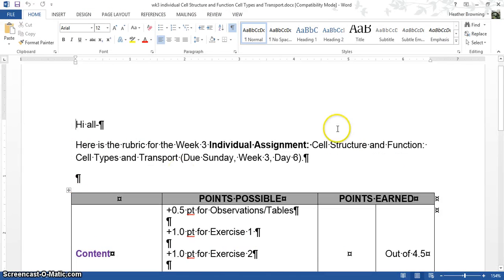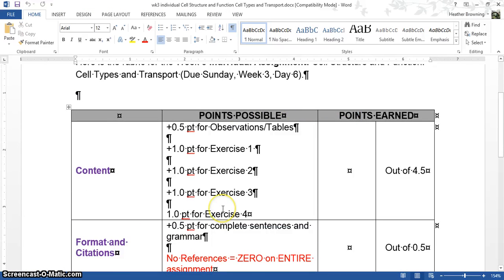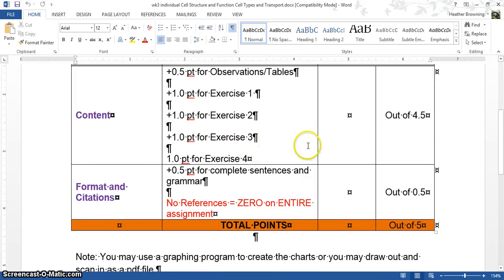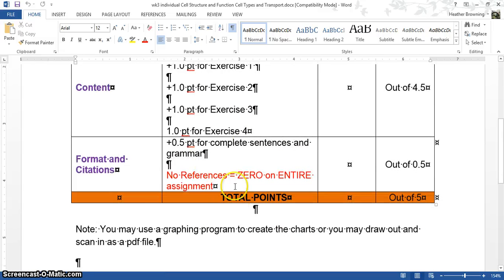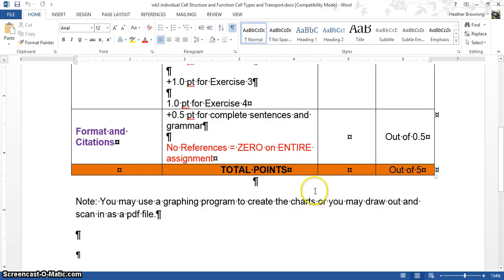So here's the rubric. Remember, it's due on Sunday. There are going to be 4 exercises, each worth a point, with the observation being half a point and half a point for complete sentences. This one, again, you need to have references. And again, it reminds you that you can draw stuff out, scan it in, or take a picture of it, whatever works for you. For the missing part, just make sure you put it into your lab and not as a separate assignment tab submittal.